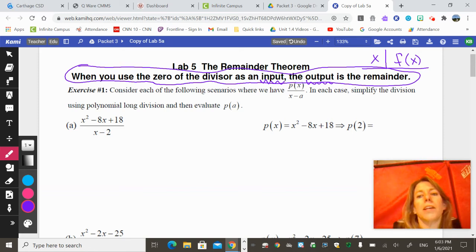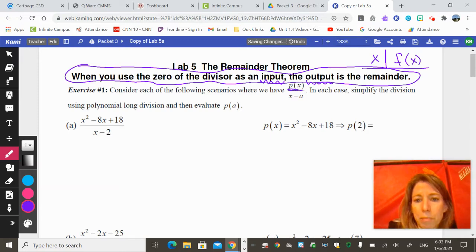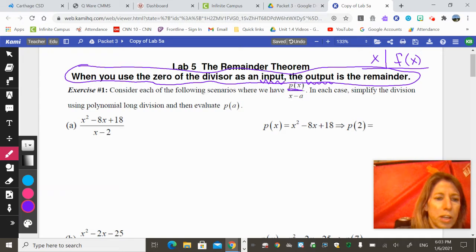All right, so exercise 1, we have a function p of x. Instead of f of x, they're calling it p of x, and we're dividing it by a binomial. They're calling the binomial that we're dividing by, or the divisor, x minus a. It says to first simplify the division using polynomial long division, and then evaluate p of a. We've practiced long division. You should pause the video and do long division on your own. But basically, we're going to do long division here. This is how we set it up.